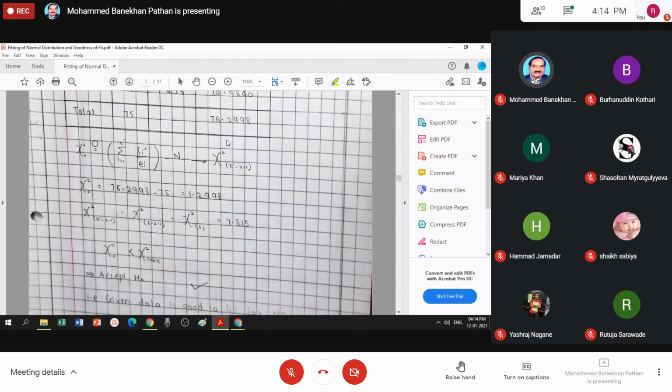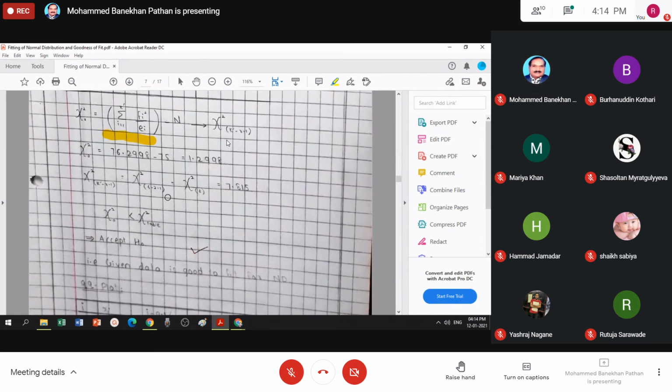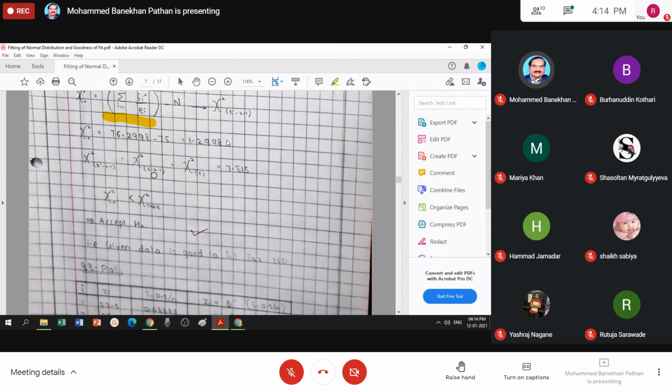Therefore, chi-square calculated is equal to summation i equals 1 to k dash Fi squared upon Ei minus capital N. Now this total is with you in the table, that is 76.2998 minus capital N, the total frequency, that is 75. Therefore, chi-square calculated is coming to be 1.2998. Let us see what the table value is.